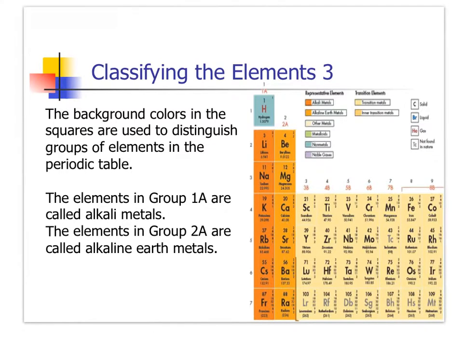Some periodic tables are themselves colored, meaning they color different groups different colors. Here we can see group 1 are the alkali metals. That's something that you will need to know. The group 1 alkali metals are that darker orange, whereas group 2A, or group 2, the alkaline earth metals, are a lighter orange. And then you can see the transition metals are almost like a yellowish orange kind of color.